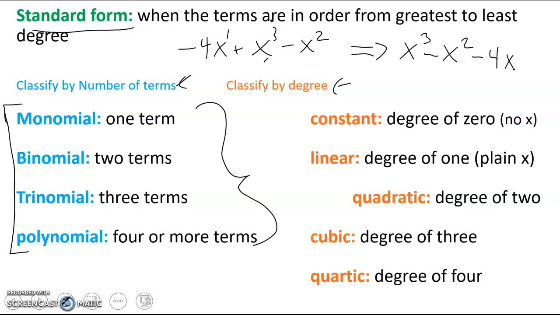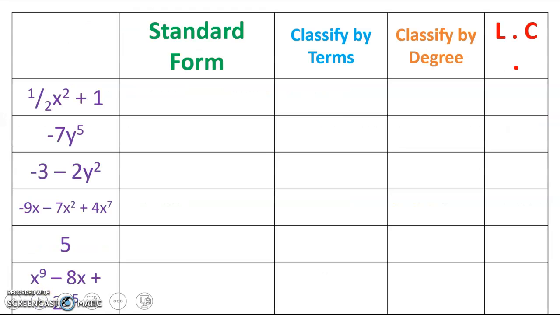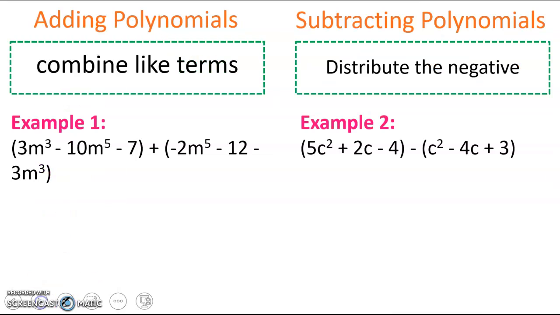So again, some quick vocab here. Again, I'm not going to go too much into this. I'm also not going to go too much into this as well. I really wanted to get to adding polynomials and subtracting polynomials. When you're adding polynomials, basically what you are doing is you're combining like terms. And when you're subtracting polynomials, it's essentially the first step of distributing the negative and then combining like terms.